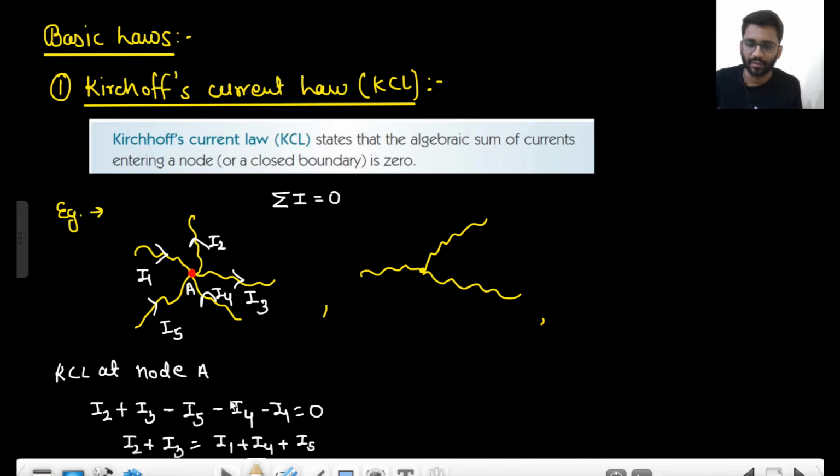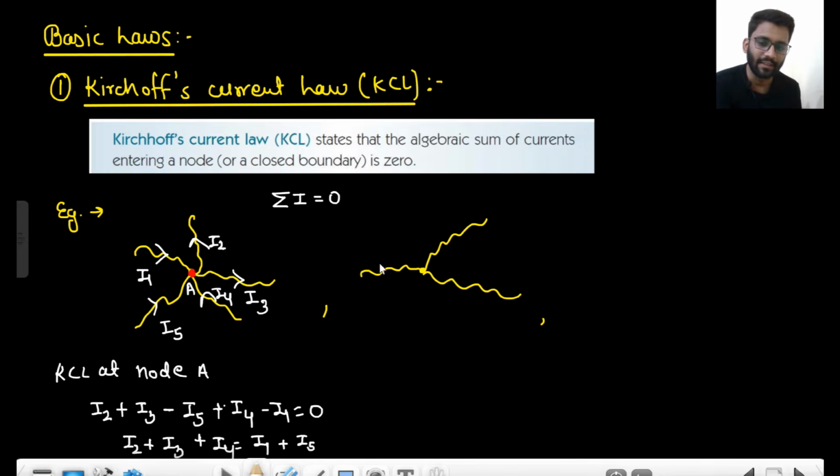Okay, I4 is also incoming. So basically it would be I2 plus I3 plus I4 equals to I1 plus I5. So I1 is incoming, I5 is incoming, I4 is incoming, and that is getting out in I2 plus I3. Are you able to understand?